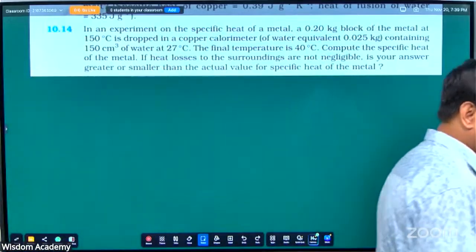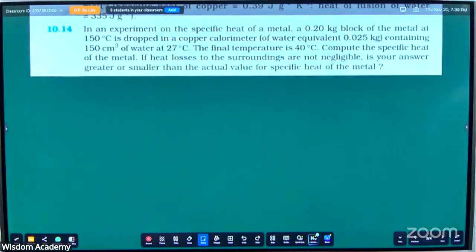So, first just to write the given data from this question. Extract the given data. I'll take the attendance meanwhile. Water 0.025 kg is going to give you the value of specific heat of copper. I'll talk about that once again. I'll just take out the value and tell you.